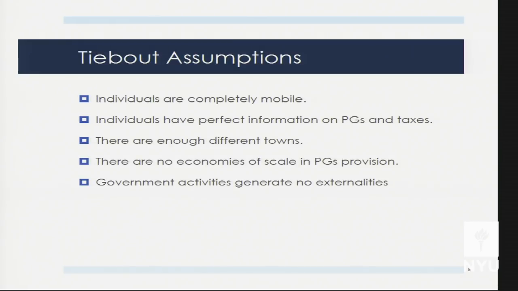There could be economies of scale, so your small town may not find it efficient to provide a public good or service because the fixed costs are so large and there are very few residents, right? We see in some communities that there's only part-time fire services, or that there are shared services among communities that may be less effective than having your own. And finally, we could imagine cases where there are externalities, right? And we'll get to that in a second.